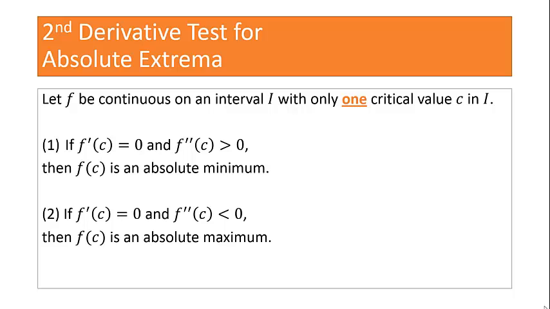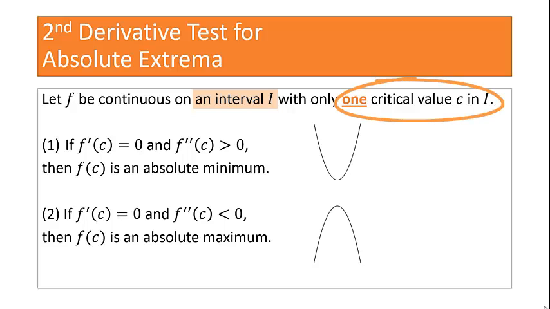Recall that the key here is to think in terms of concavity. If the second derivative is positive, then the graph is concave up, and so it makes sense to have a minimum. Whereas if the second derivative is negative, then the function is concave down, and so it makes sense to have a maximum. Notice that the second derivative test applies to any interval. It doesn't have to be closed like in the extreme value theorem, but we are restricted to only having one critical value in the interval.